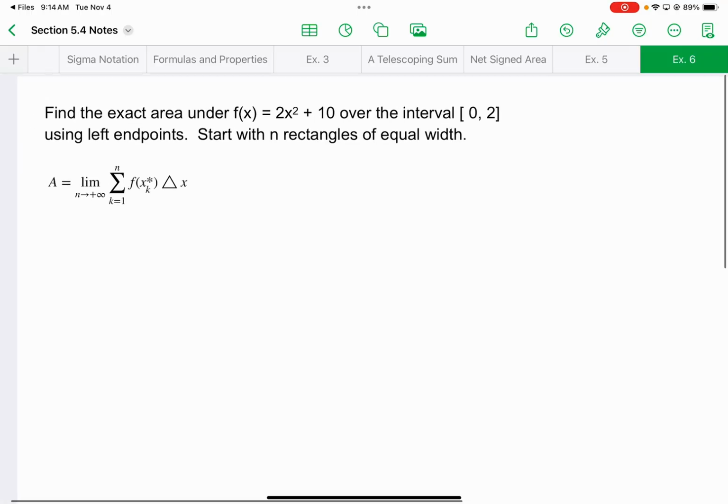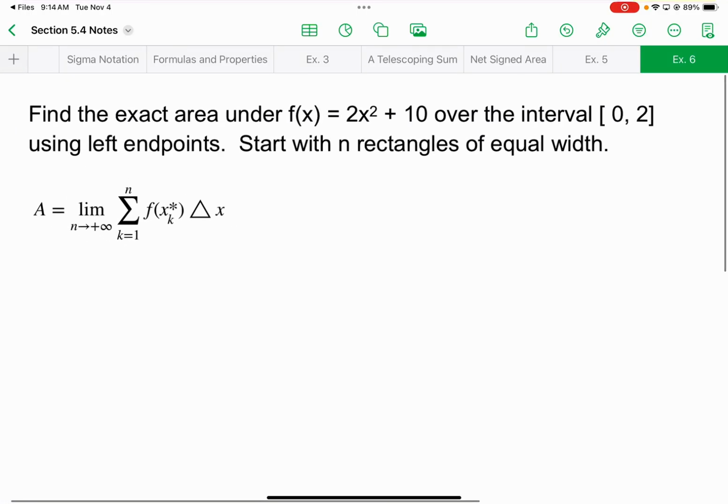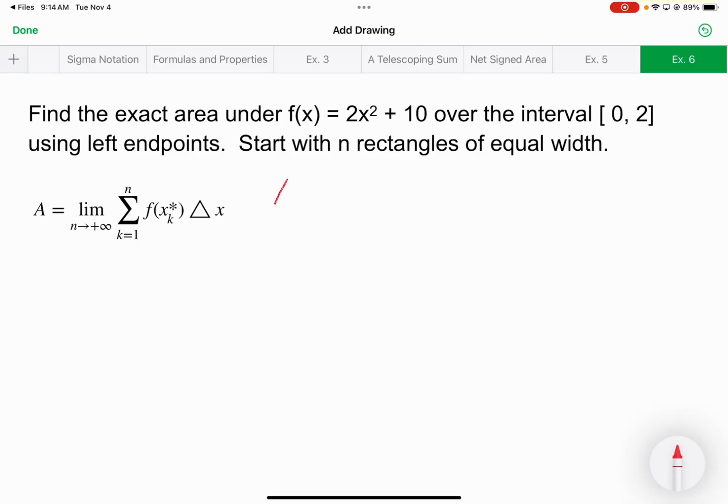So, all right, find the exact area under f of x equals 2x squared plus 10 over the interval from 0 to 2 using left endpoints. Start with n rectangles of equal width. So let's start by finding all of our things. Good place to start would be delta x. Again, that's the formula b minus a over n. So I would do 2 minus 0 over n, giving me 2 over n.